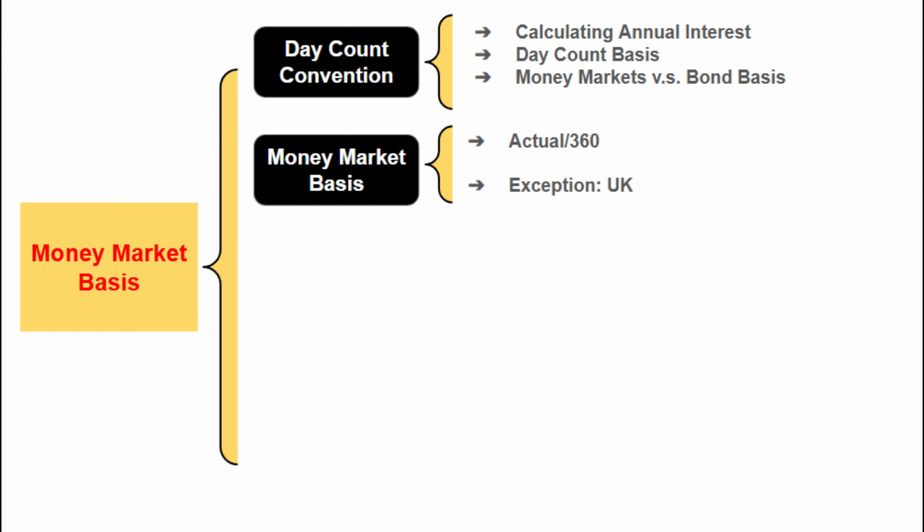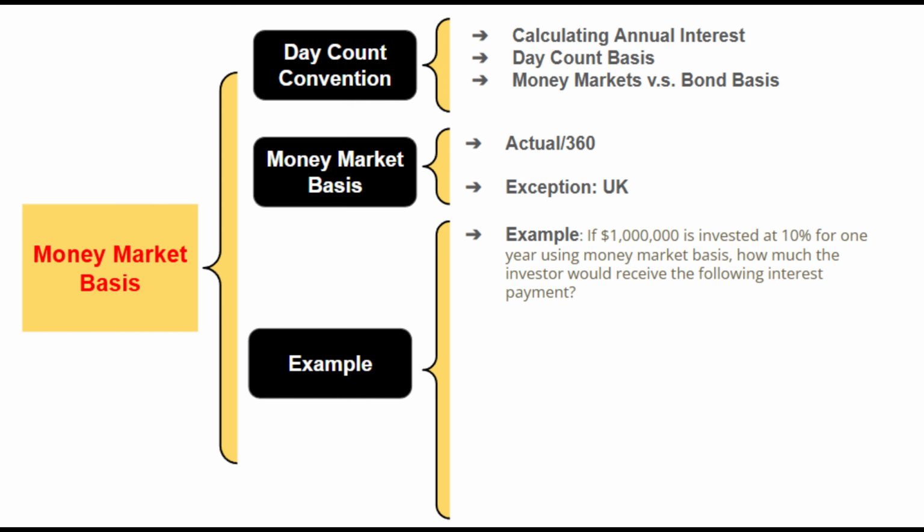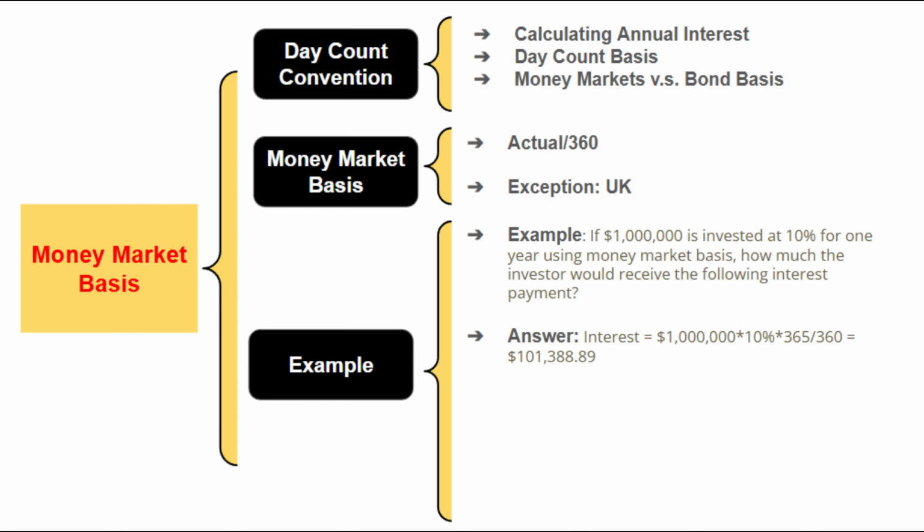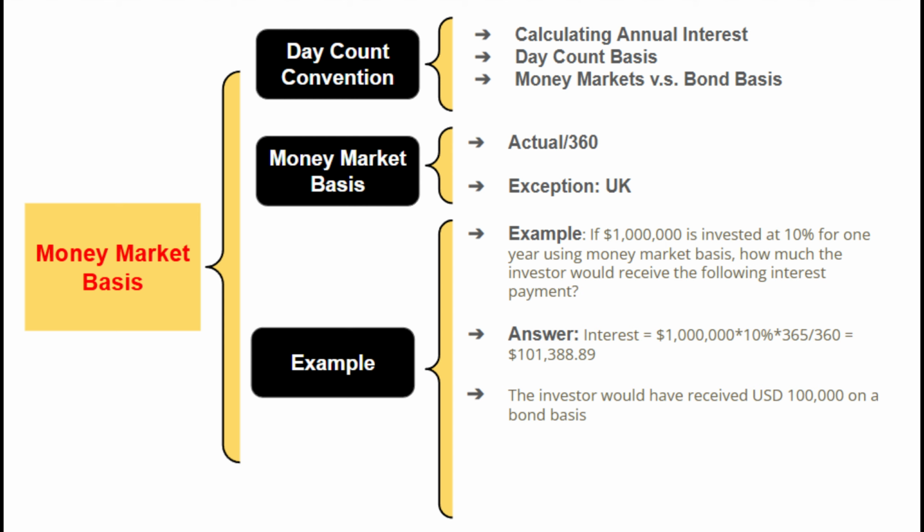Let's look at an example. If $1 million is invested at 10% for 1 year using money market basis, then the investor would receive the following interest payments. So the interest would be 1 million times the 10% times 365 over 360. So the result is $101,388. If we use the bond basis, which is 365 over 365, then the investor would have received US dollars 100K on a bond basis.